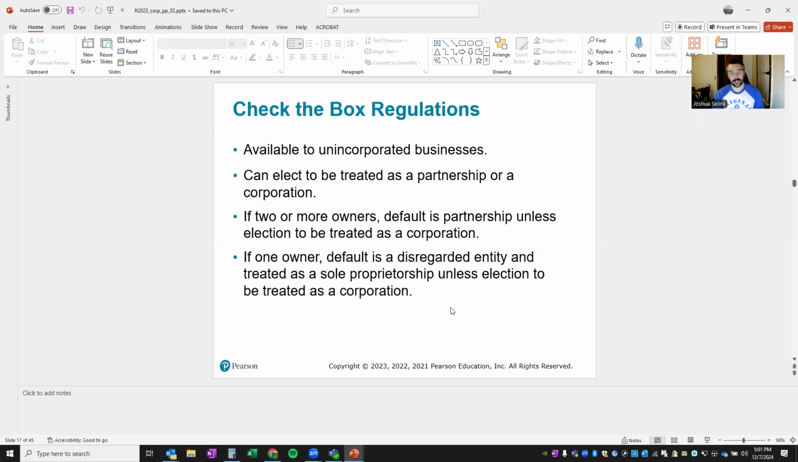So, check the box regulations. This is literally checking a box. That's why they call it that. You mark a box on the form and, where you were a partnership, you now become an S corporation or a C corporation. So it's available to unincorporated businesses, which can elect to be treated as a partnership or a corporation. Two or more owners default as a partnership unless you check the box to be treated as a corporation. And if one owner, the default is a disregarded entity, unless you check the box to be treated as a corporation.